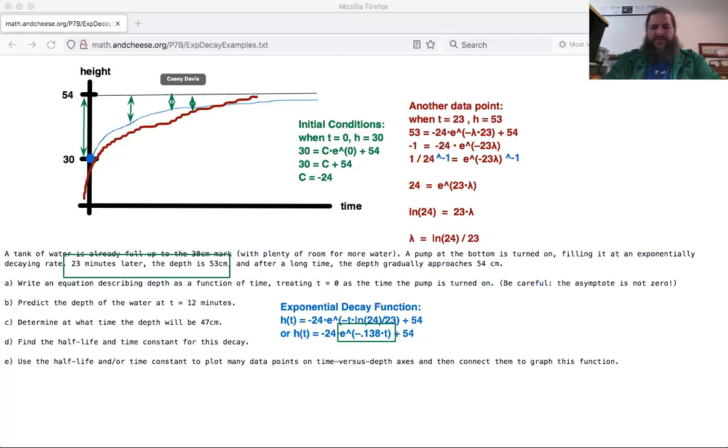So set the exponential part, e to the negative 0.138 times t, equal to exactly 1/2. And then solve for t. Before we do that, though, once again, we've got e to a negative power equals 1 over something. So it would be a good idea to raise both sides to the -1 power and get e to the positive 0.138 times t equals 2 over 1, or just 2. And then what? How would you solve this for t?